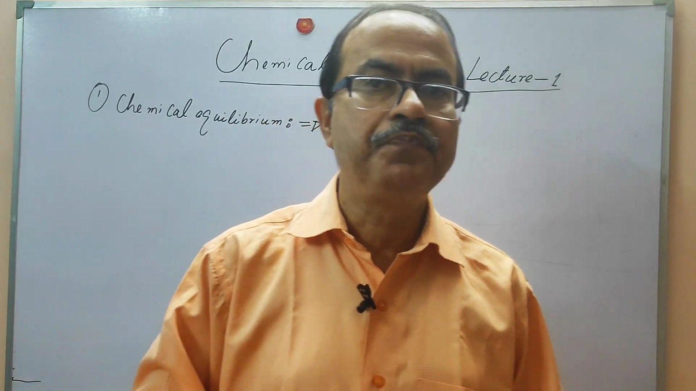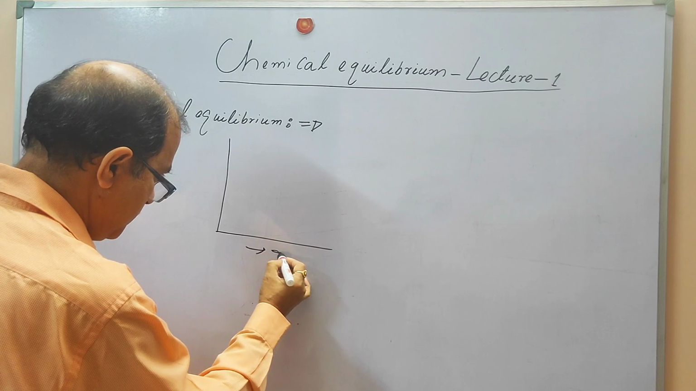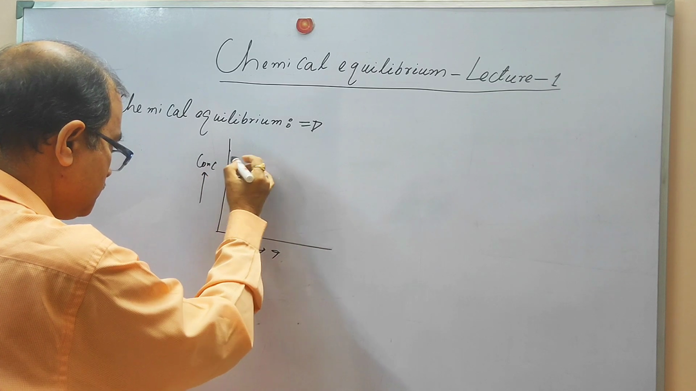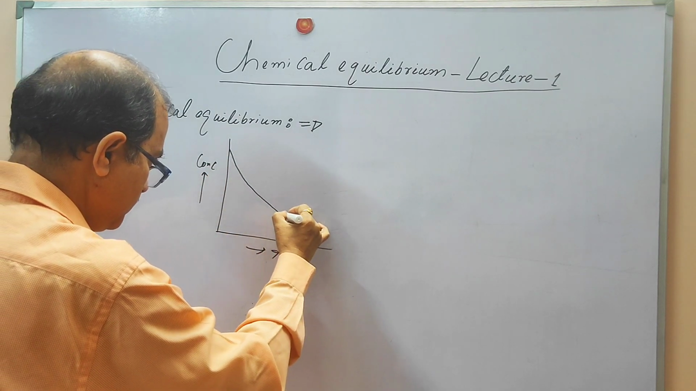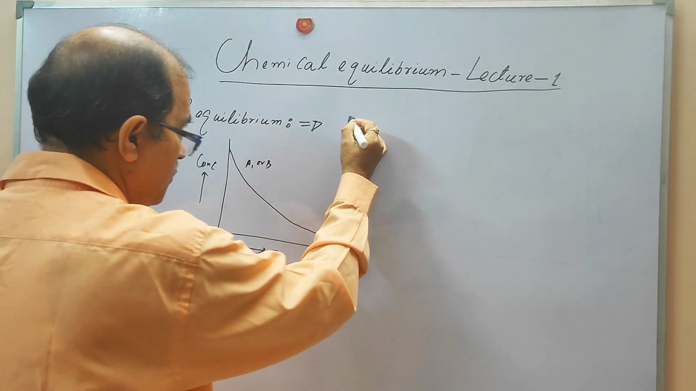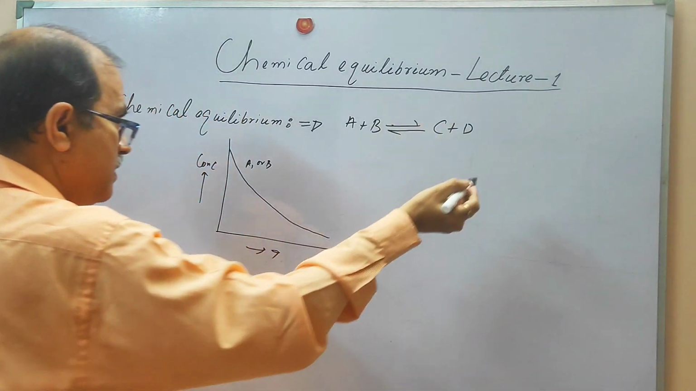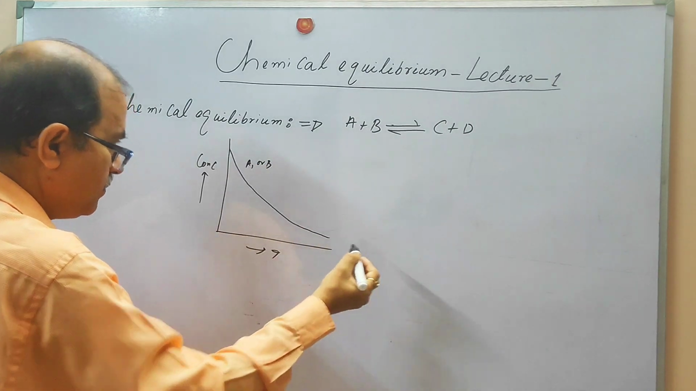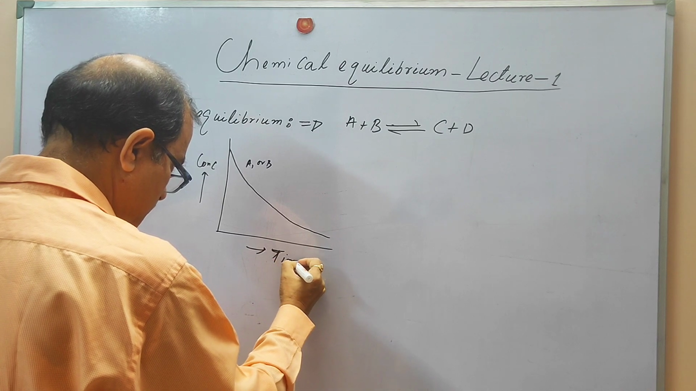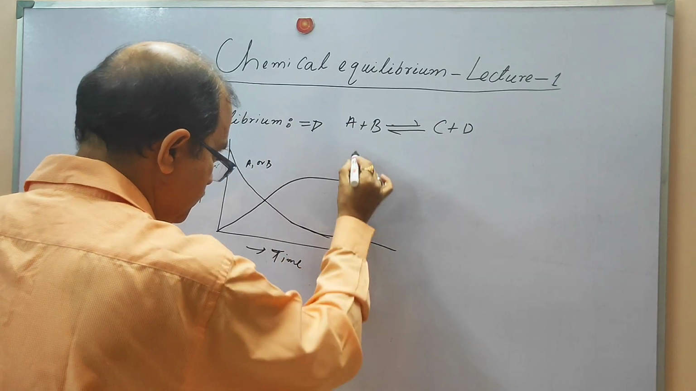And with time, what is going to happen? If we make a graph of this reaction, with time on one axis and concentration on the other, we find that the concentration of the reactants A and B, which we have already discussed, goes on decreasing as they produce the products C and D. Initially, at t equal to 0, the reaction begins.